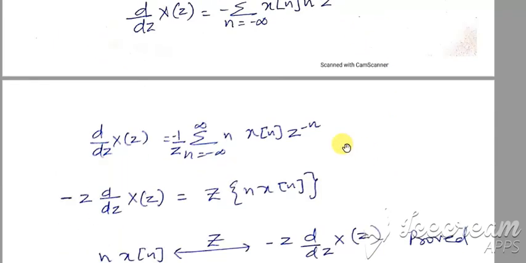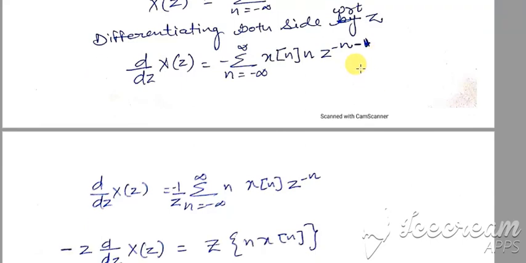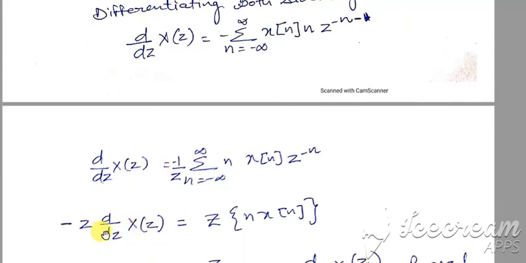Now we can separate it out, z raised to the power minus n into z raised to the power minus 1. Z raised to the power minus 1 can be written as 1 upon z. So we get minus 1 upon z, summation n is equal to minus infinity to infinity n x[n] z raised to the power minus n. This term can be called as z transform of n x[n]. This z can be multiplied here, and so this equation becomes minus z d by dz of X(z) is equal to z transform of n x[n].